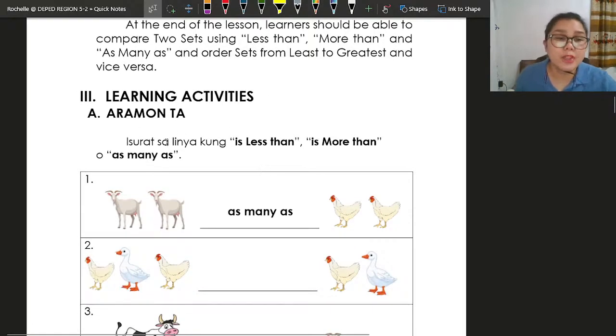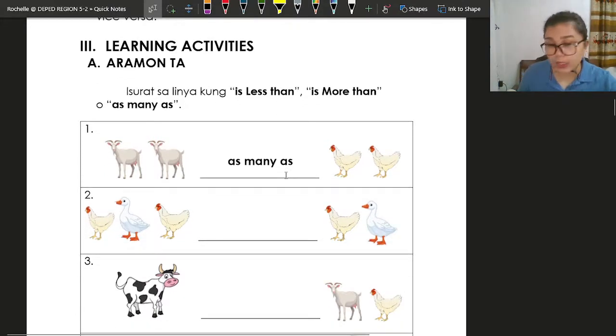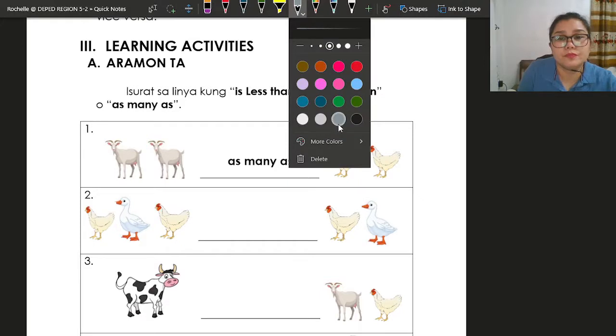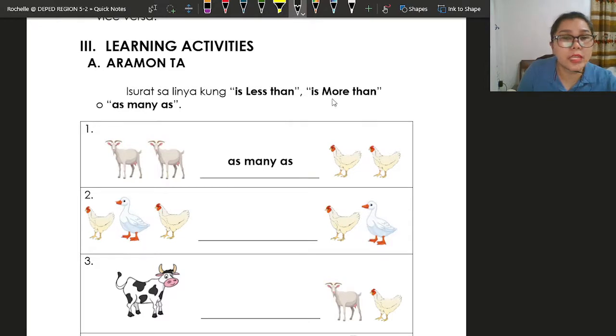Okay. Aramon ta, isurat sa linya kung is less than, is more than, or as many as. What you have to do first is count the number of animals on each set. So, pwede kayo maglagay dito, mag-scratch. Kagaya nitong example, I'll show you. Halimbawa, ikaw na mismo magsulat. So, okay lang kung may sulat yung modules other than your answer. Kasi okay na din yan. At least, you have your own way of answering them.